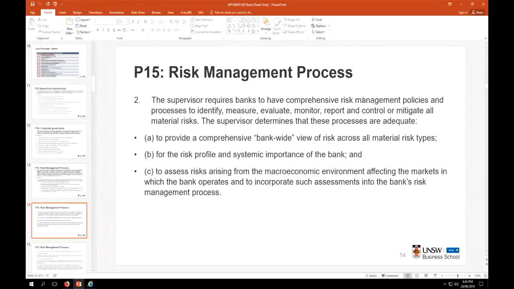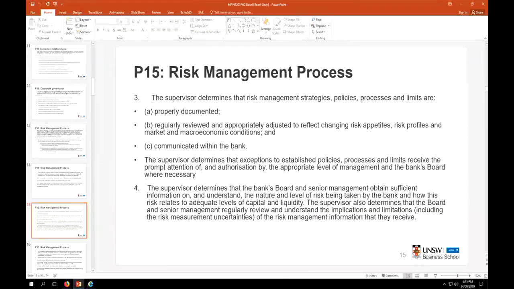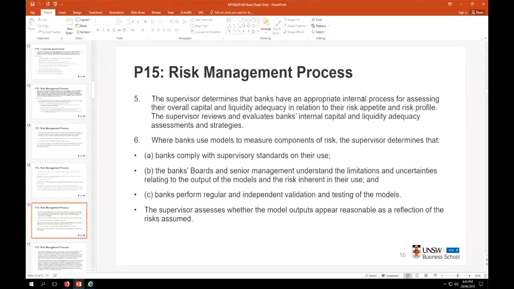Banks must have comprehensive risk management policies. You've got risk management strategies, policies, and processes. The regulators, the board and senior management must obtain sufficient information to understand the nature of the risk. Again, there's a question mark there. The banks must have appropriate internal processes for assessing their overall capital and liquidity adequacy.